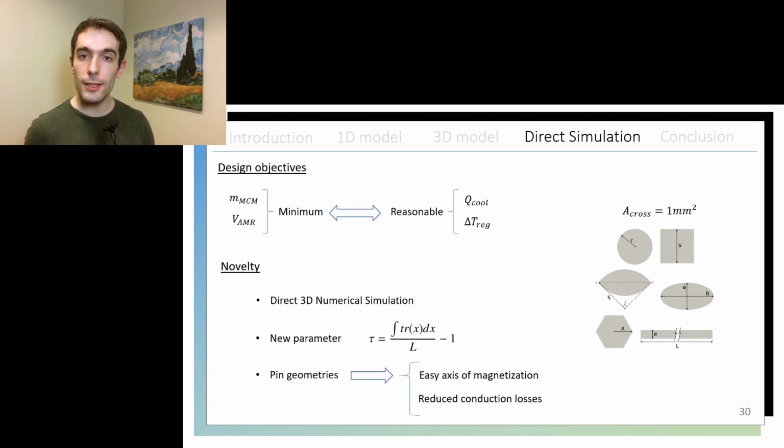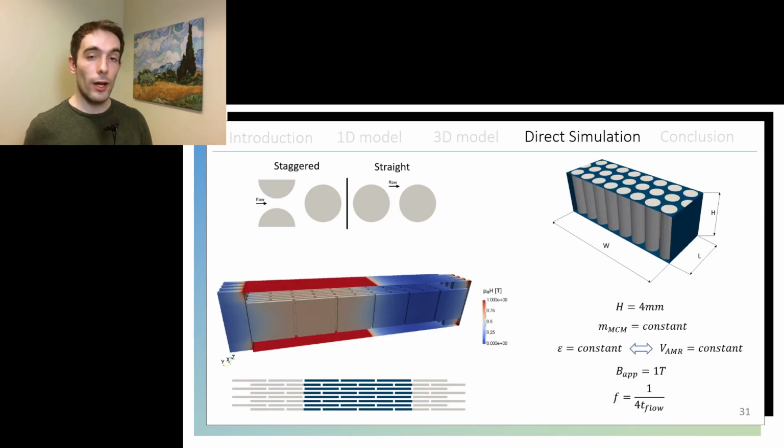This is related to the distance the heat transfer fluid has to travel to make it to the other end of the regenerator. And I consider pin geometries because they have an easy axis of magnetization, and since they don't have to be in contact with each other, that might reduce the conduction heat losses as well. So I consider two configurations for these pin geometries, staggered and straight cases, as you can see on the upper side of this slide.